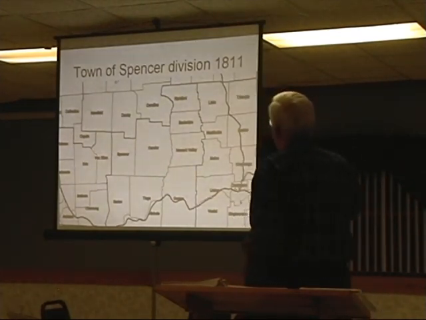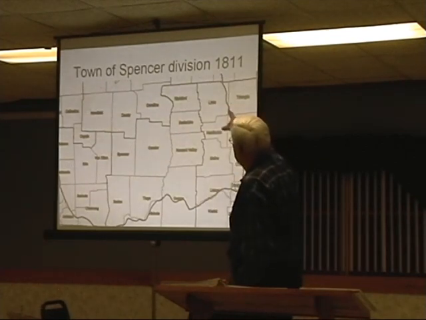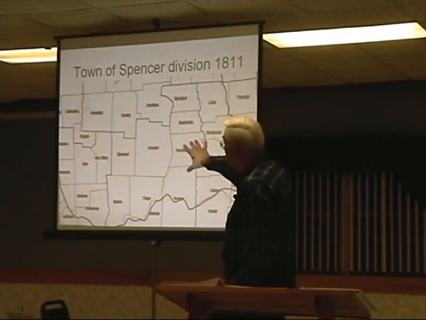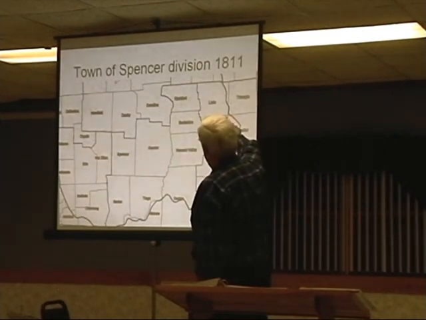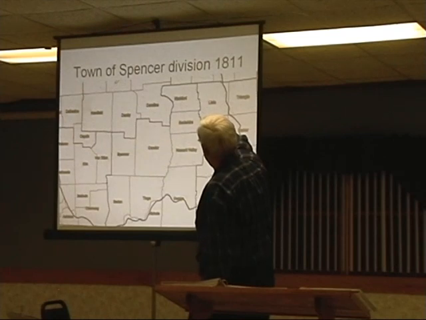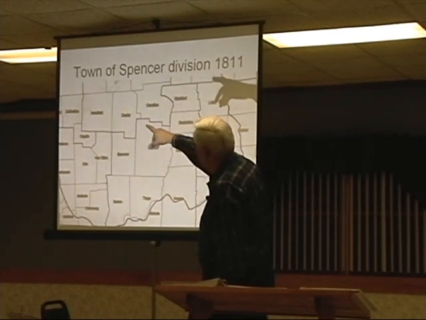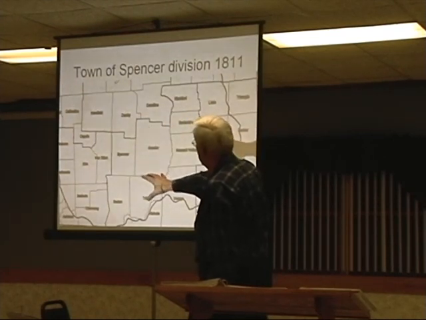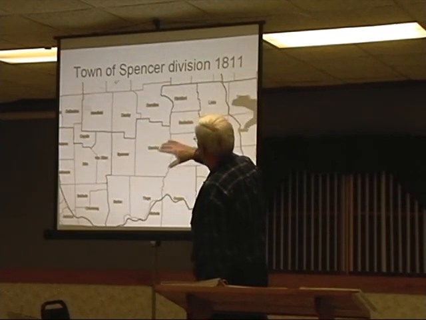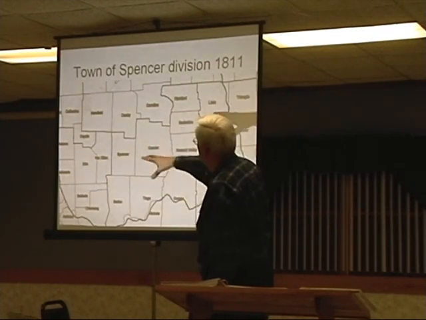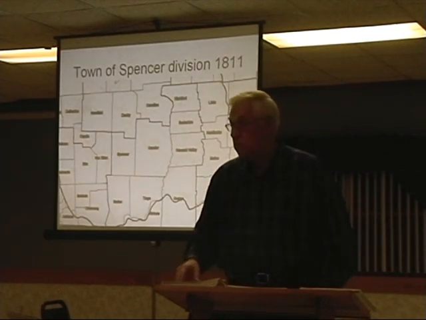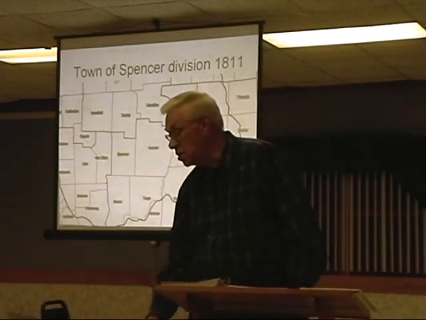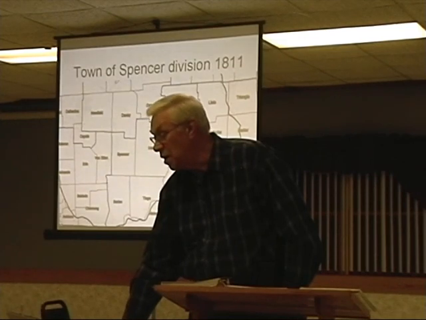You can see here, there's Tioga County. This is the current map of the towns, the way they exist today. It includes, as you can see, Caroline, Danby, Newfield, and more than just Tioga County, Tompkins and others. But those are the towns as they exist today.